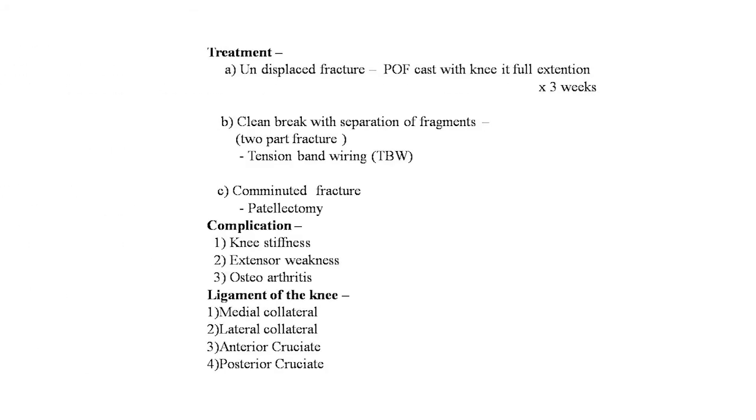Now the treatment: if there is an undisplaced fracture of the patella, POP cast, plaster of Paris cast with knee joint in full extension for 3 weeks. And second line of treatment is a clean break with separation of the fragments. If there are two parts, tension band wiring, TBW. And third line of treatment in the fracture of patella is the comminuted fracture. Then patellectomy. Complications: knee stiffness, extensor weakness and osteoarthritis.